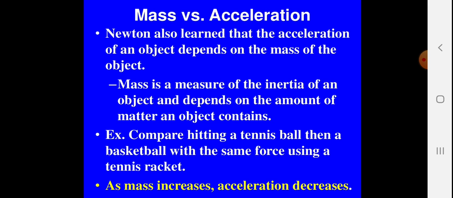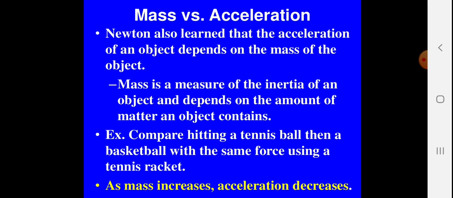Mass versus acceleration. Newton also learned that the acceleration of an object depends on the mass of the object. Mass is a measure of the inertia of an object and depends on the amount of matter the object contains. For example, compare hitting a tennis ball and then a basketball with the same force using a tennis racket. You know that the tennis ball and the basketball have different masses. The more the mass, the more force is required.